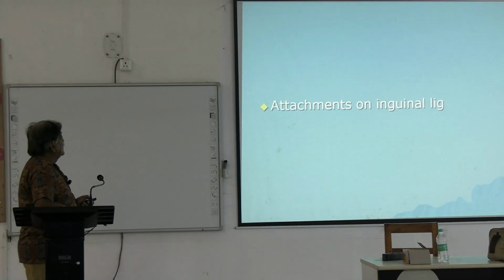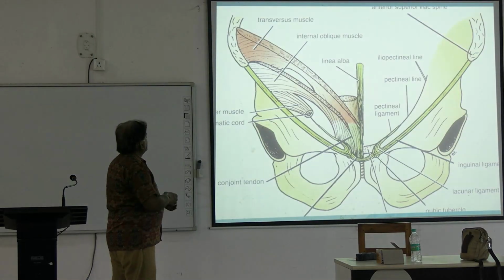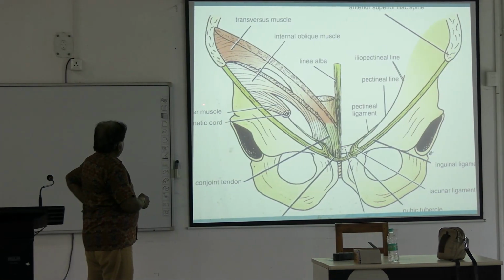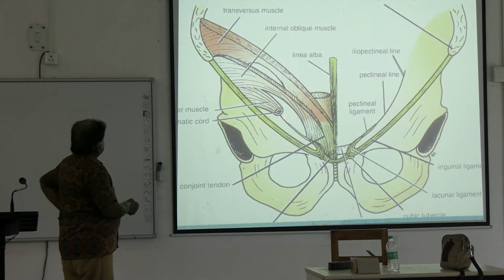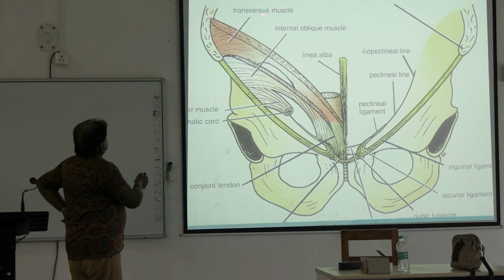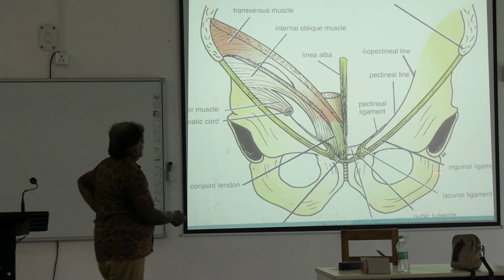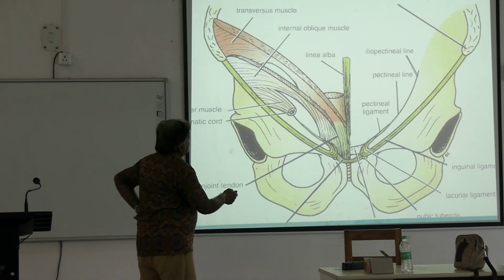Attachment on inguinal ligament. Now you can see this is the pubic crest, this is internal oblique muscles. You can see in your dissected bodies transverse muscles, internal oblique muscles. This is the linea alba. Now inguinal ligament here, from the anterior superior iliac spine to the pubic tubercle.